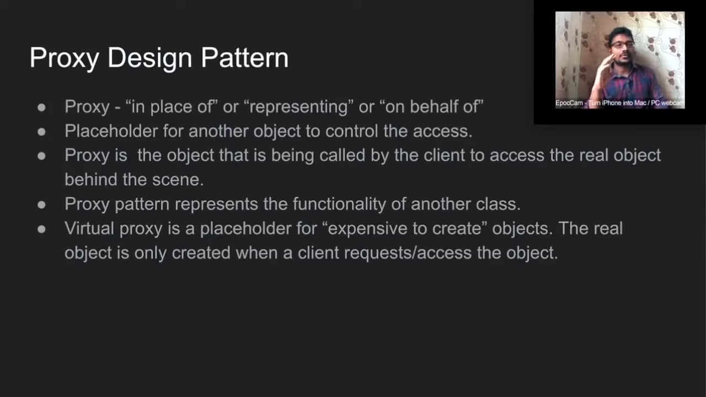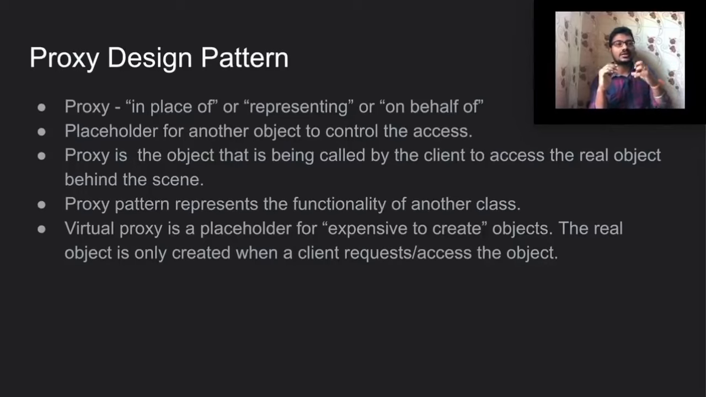For example, suppose a client is trying to access the student data of a particular student, for example, the client is accessing the student ID 1 data. Here the client isn't aware of the real object at all. It will see that there is some object. This is a proxy object.